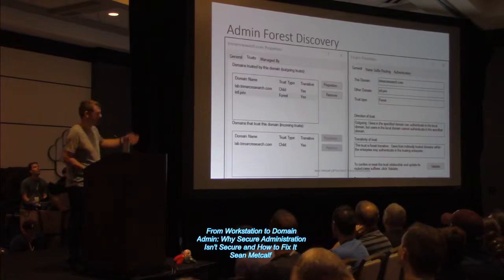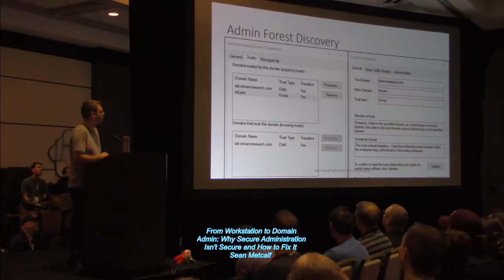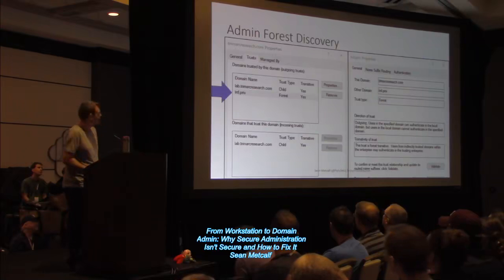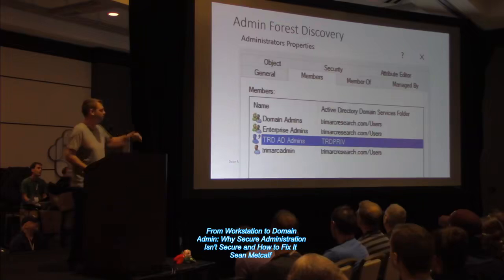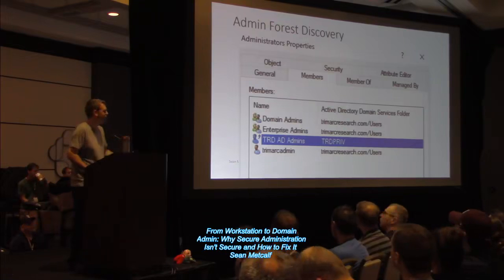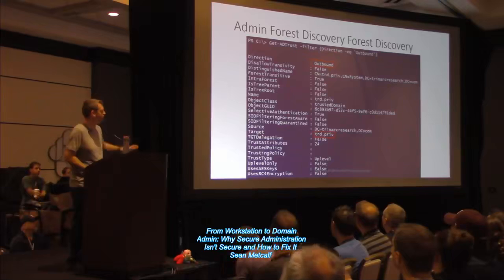So when we're talking about admin forest discovery from an attacker perspective, it's pretty easy. We're going to look for a forest trust that looks like this, with some interesting naming to it, usually. And we also will find something like this, where there's an AD admins group or another group from another forest that's nested in the administrators group. That's a pretty key indicator that there's an admin forest in use.